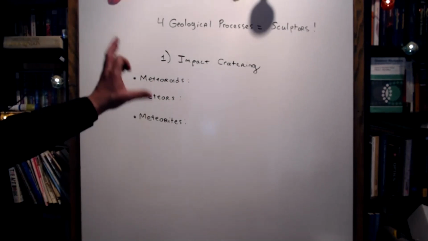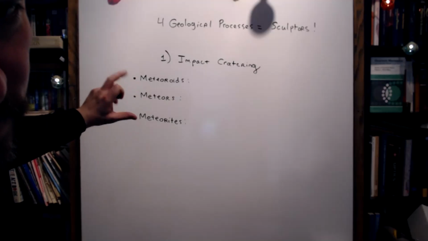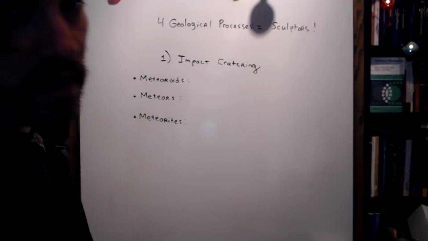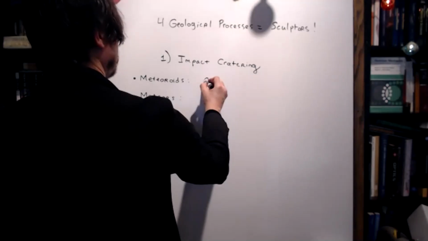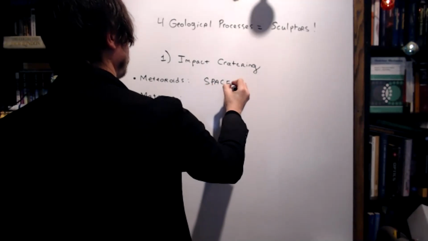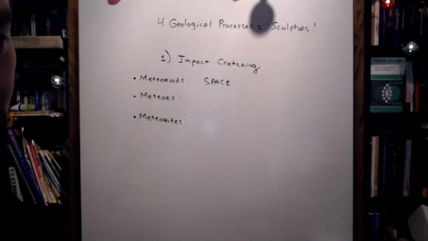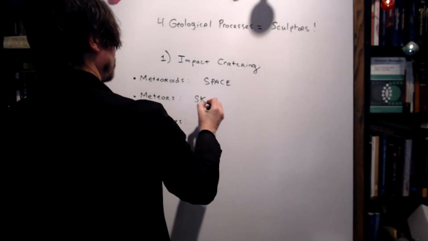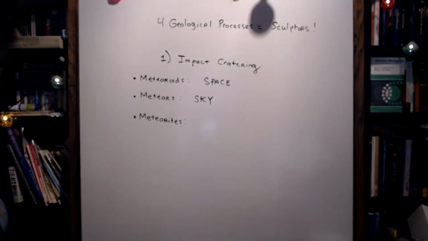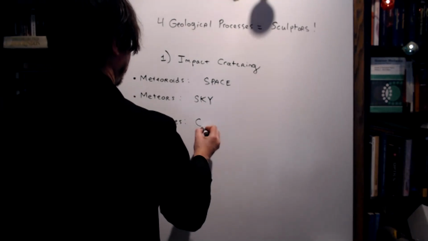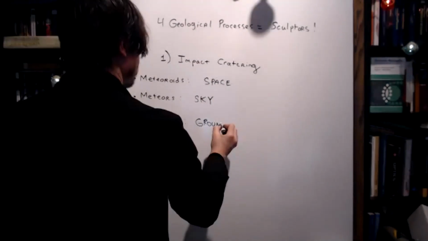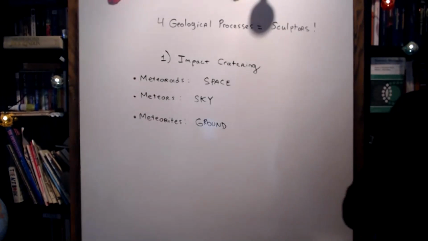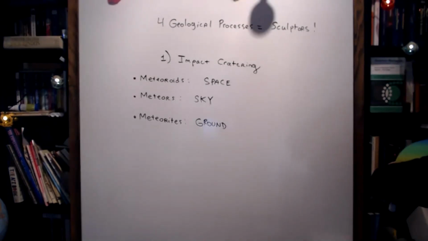I'm guessing you guys don't know the difference between these, or are there any rock enthusiasts out there that do? A meteoroid is a rock when it is in space. When the meteoroid hits the atmosphere, it becomes a meteor. So that's when it's in the sky, okay? And then a meteorite is once it's on the ground. For instance, I have a big old lump here.